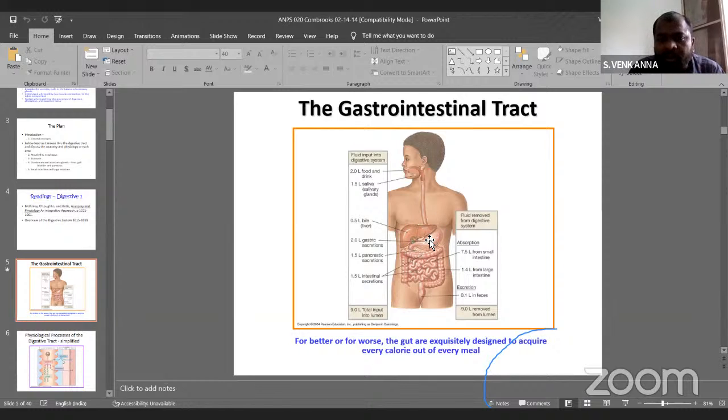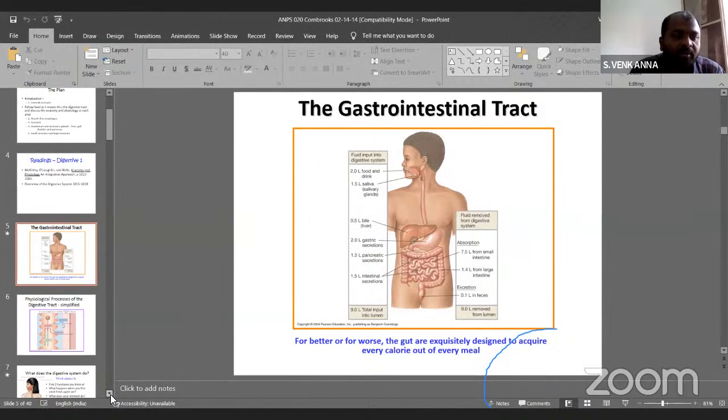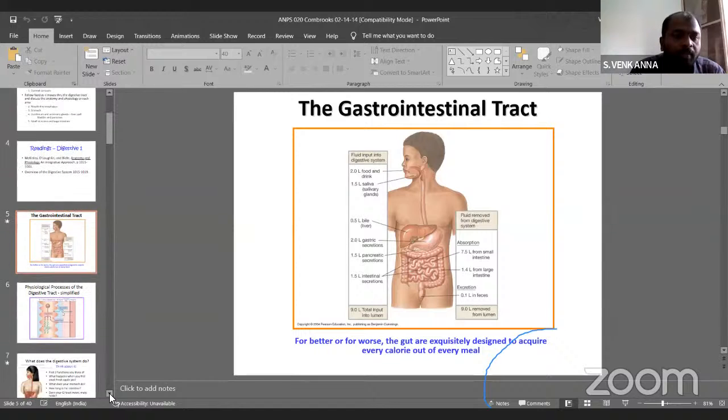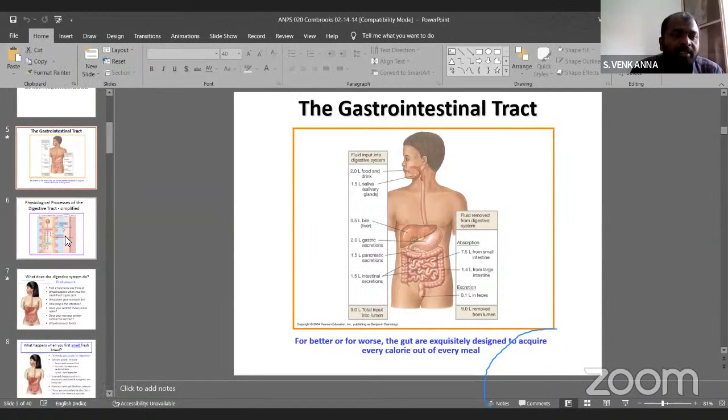This is the liver. The next one, gastric secretion, the liver secretion and internal gland secretions. The next one, the complete structure of the gastrointestinal tract. The next slide. See this slide.